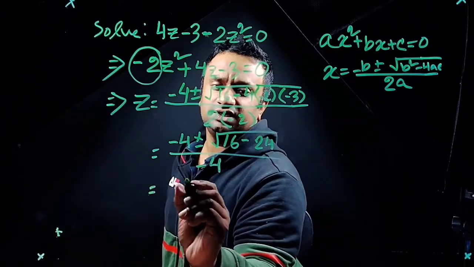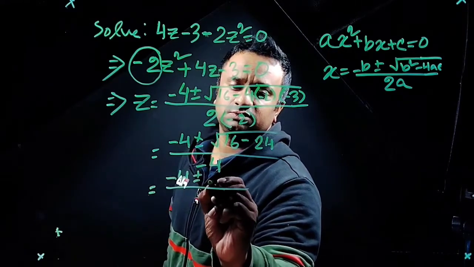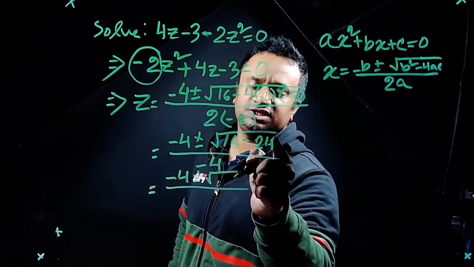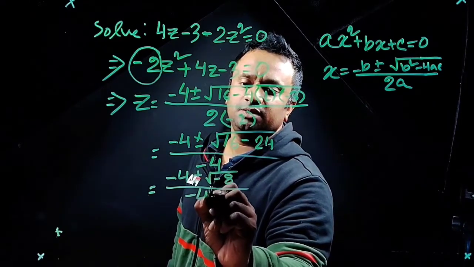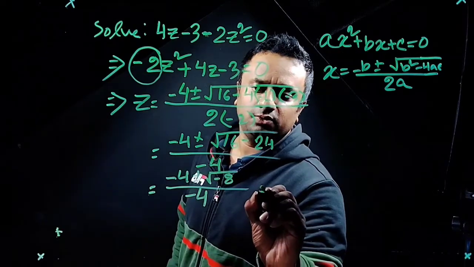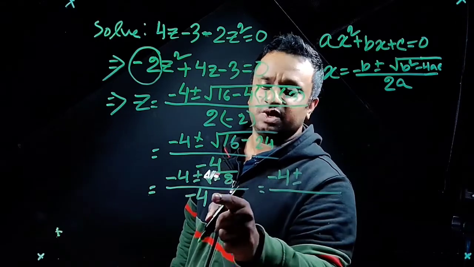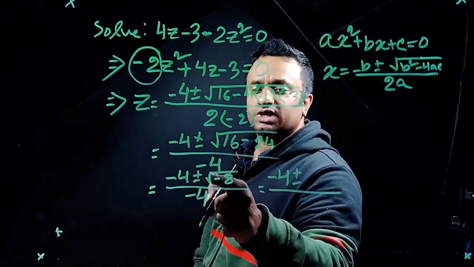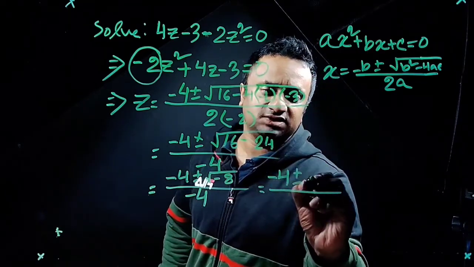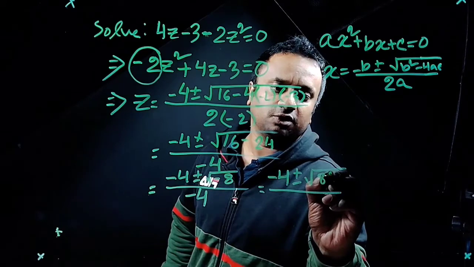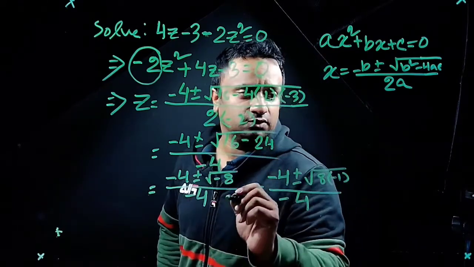Now we can write it as minus 4 plus minus square root of 16 minus 24, that is minus 8, divided by minus 4. Now we can write it as minus 4 plus minus. Now look at this. This is square root of minus 8. So I can write it as square root of 8 multiplied by minus 1 divided by minus 4.